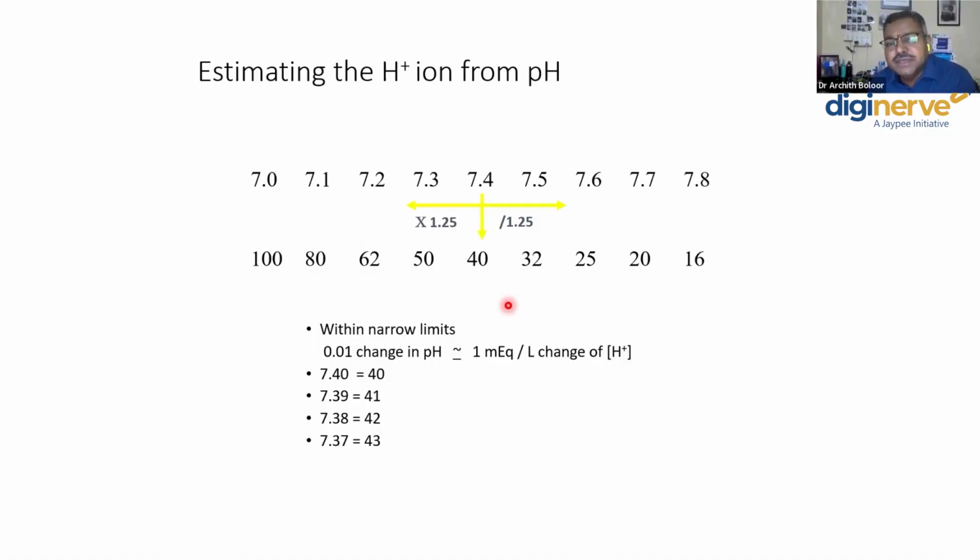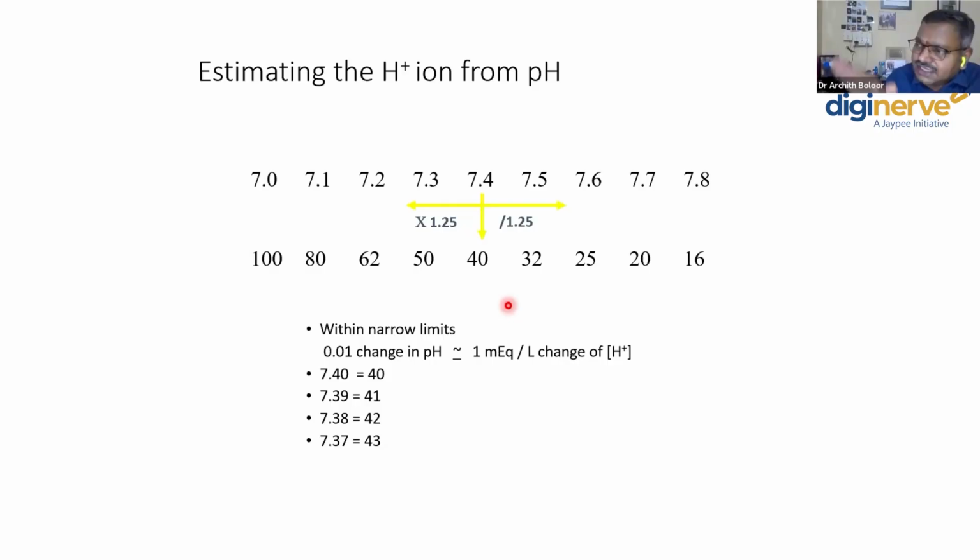If you look at the pH 7.4, it corresponds to H plus of around 40 that you're seeing here. So you have to do something called multiply by 1.25 for the pH becoming lesser and divide by 1.25 for the pH becoming more. So if the pH is around 7.40, it is 40. If it is 7.39, then you know the H plus should be around 41. If it is 7.38, it should be 42, 7.37, it should be 43, likewise.